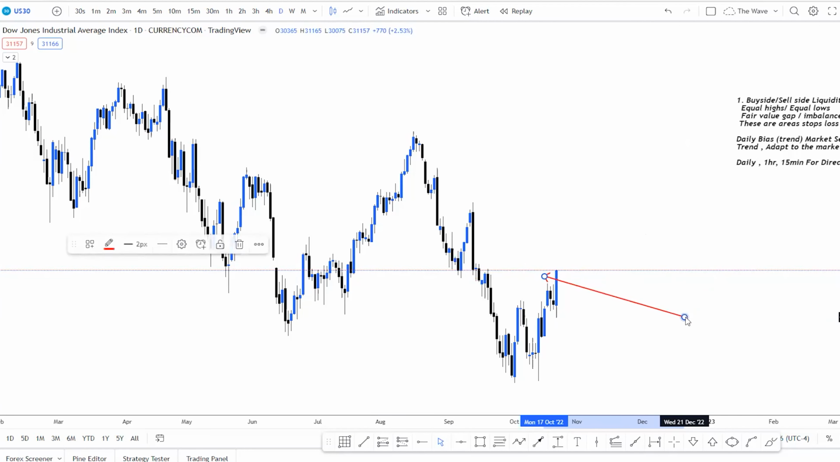Okay, so what has it been doing with this pullback, right? What you can see the market's been doing is we're starting to break structure here, right? So we broke this high, pulled back down, then we broke this high here, and now we broke this high here. So essentially market structure has shifted temporarily to bullish, right?